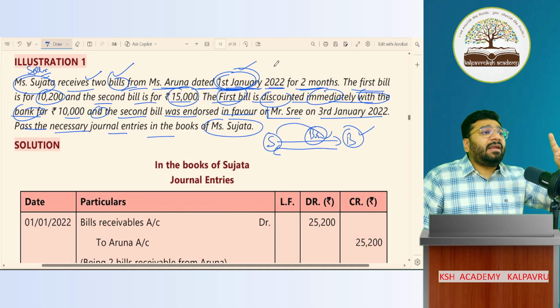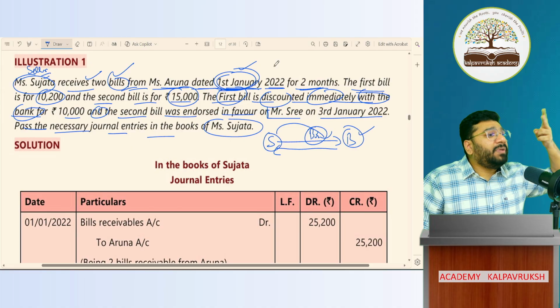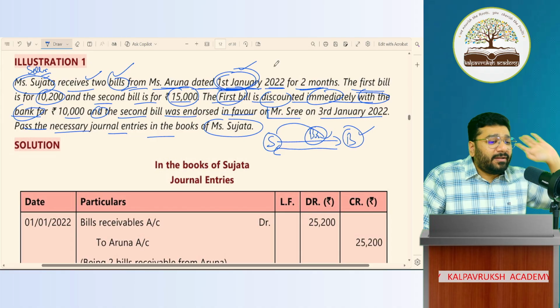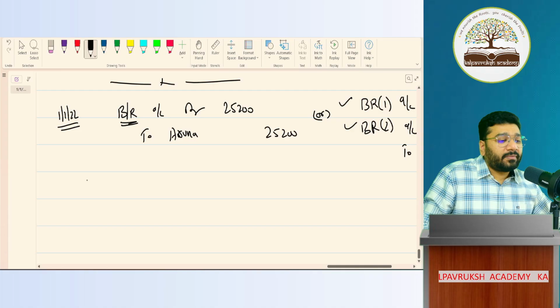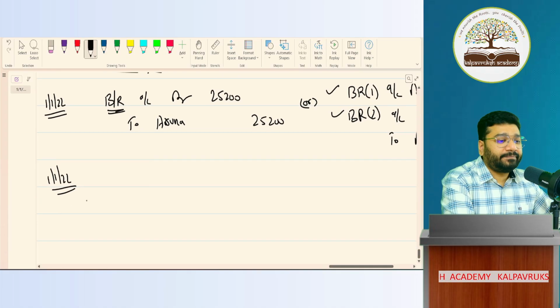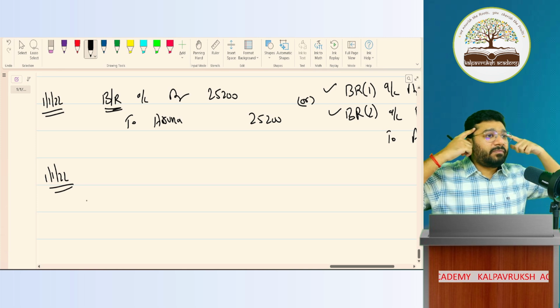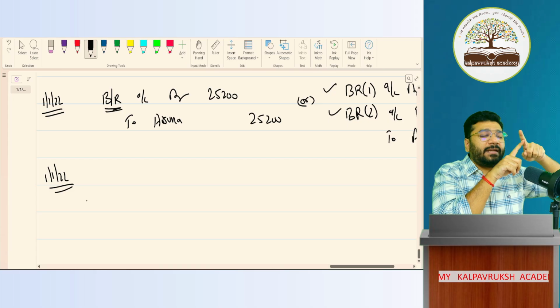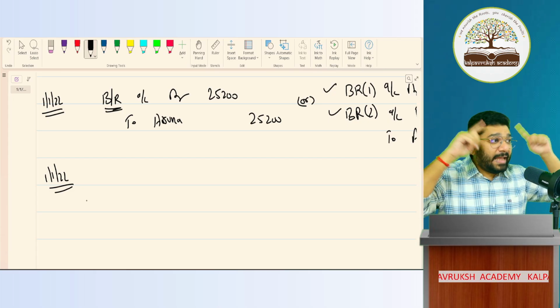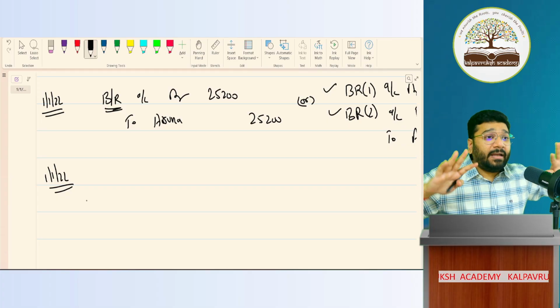So on 1st Jan, the sale is happening. On 1st Jan, the bill is getting issued. On 1st Jan, the bill is getting accepted. On 1st Jan itself, the bill is getting discounted. So, 1/1/22, the bill discounting entry, please. In your mind, the diagram should be there. First a sale entry, then the acceptance entry, then one bill given for discounting. The diagram should be there in your mind. I'll do it on the board also.